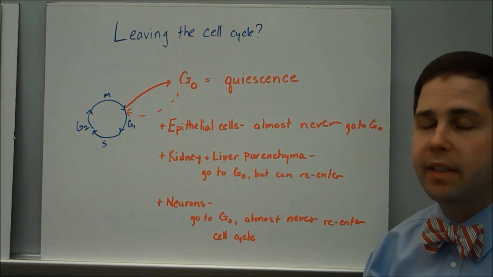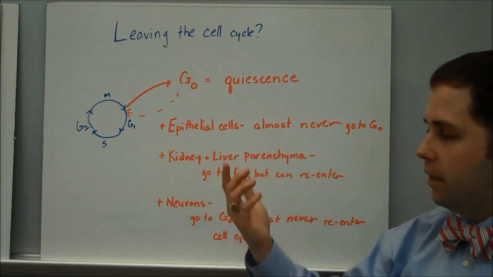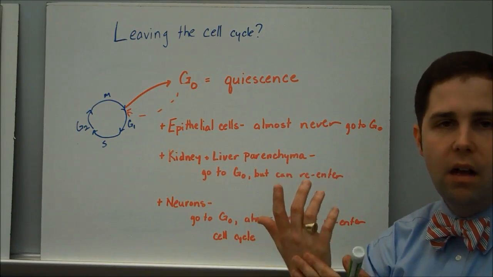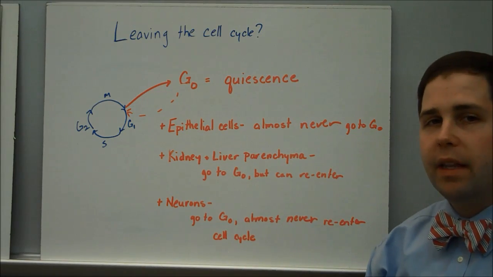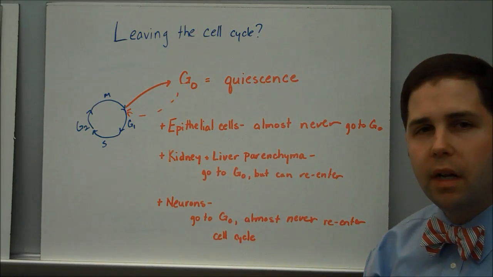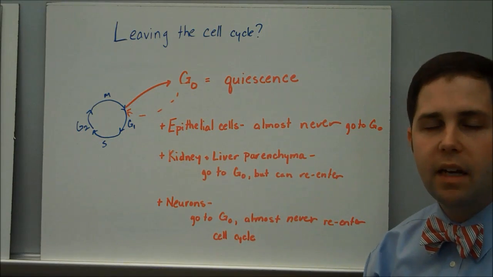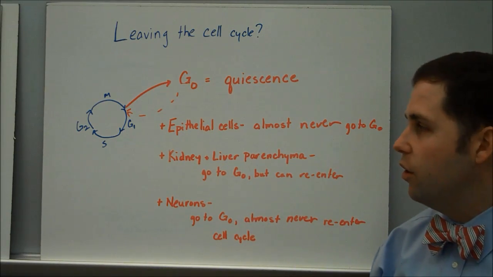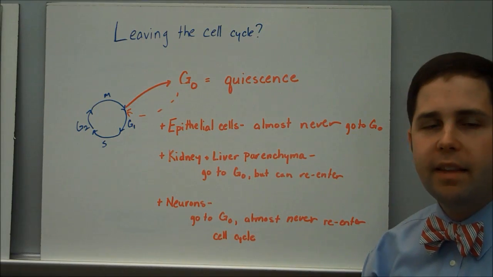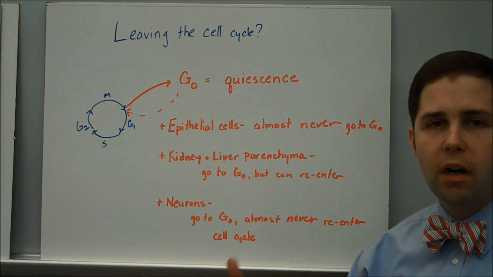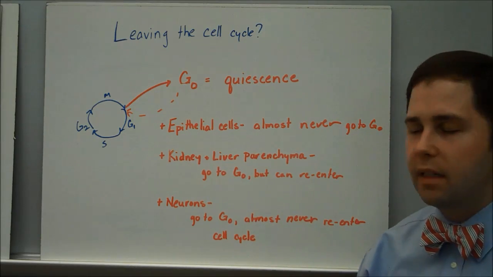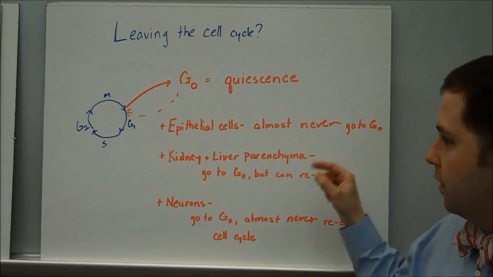Just by way of example, your epithelial cells, so the cells that make up your skin, almost never go to G0. And that should be a pretty intuitive thought for you, because your skin is constantly growing. You're constantly growing new skin, constantly getting rid of dead skin cells. So those cells never have a chance to take a break. They never stop growing. They're always growing, always dividing. You always need more skin cells. They almost never go to G0.